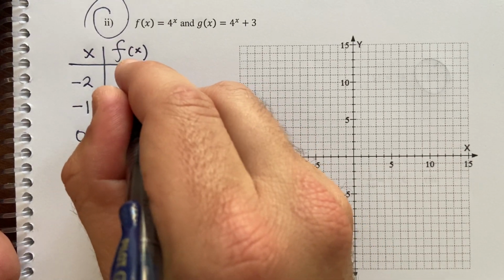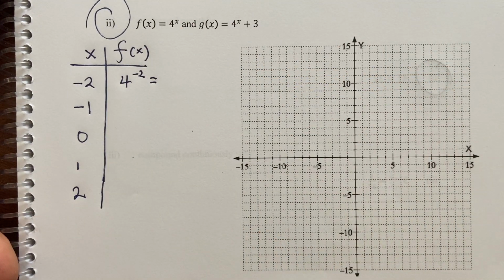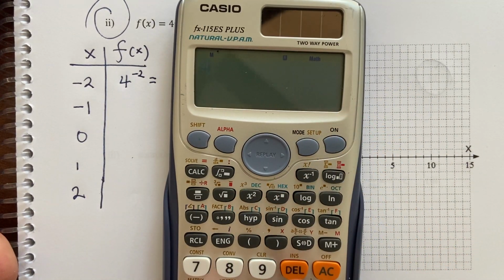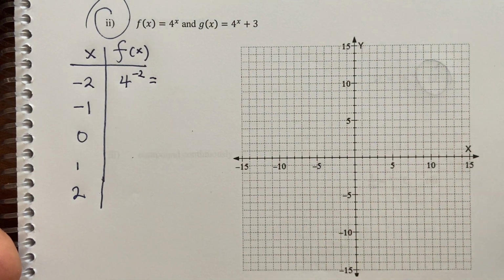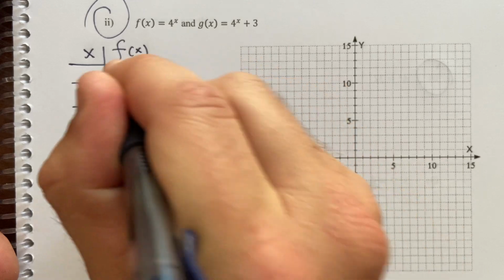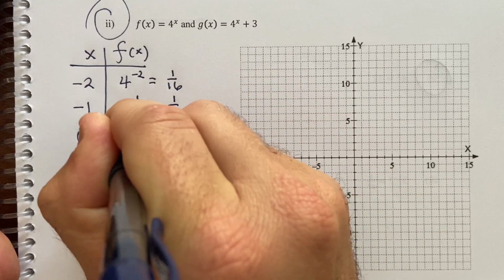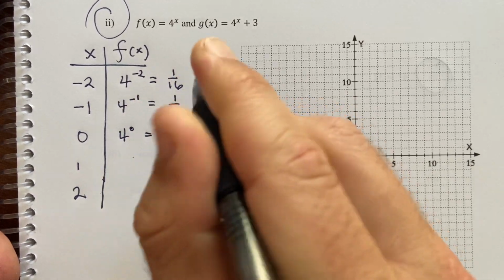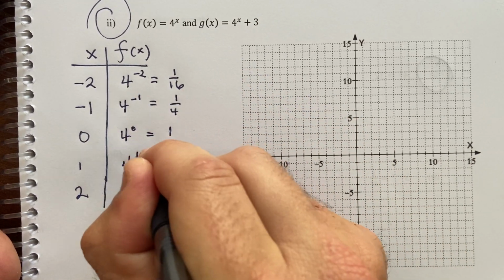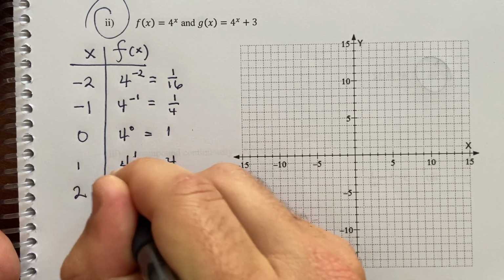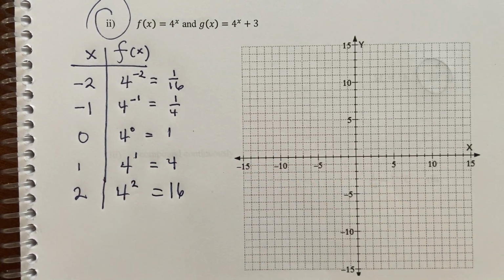So 4 to the -2. 4 raised to the -2, 1/16. 4 raised to the -1, 1/4. 4 raised to the 0, 1. 4 to the first, 4. 4 squared, 16.